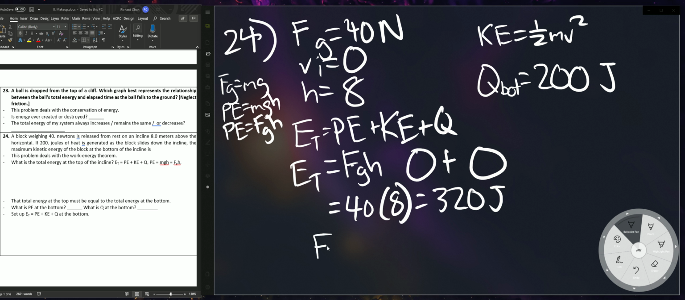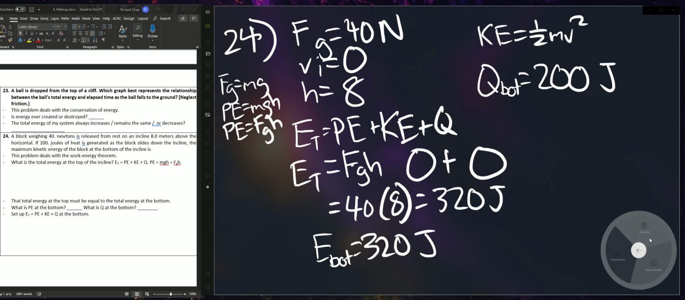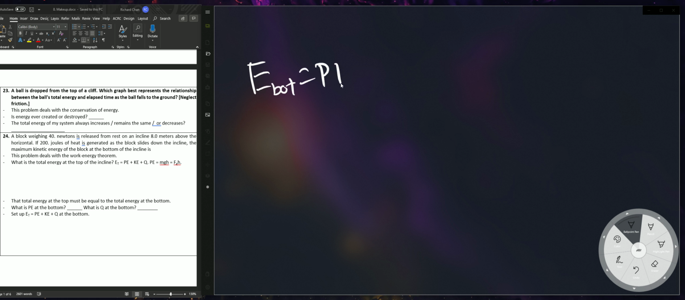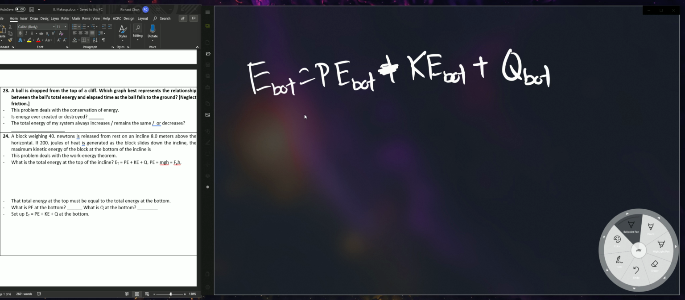And that's also your total energy at the bottom as well, right? Your total energy at the bottom must also be 320 joules. Now that we have energy at the bottom, energy at the bottom is equal to potential energy at the bottom plus kinetic energy at the bottom plus Q at the bottom. So energy at the bottom is 320 joules. Okay, we solved that. Let me make sure. Yes, it is.